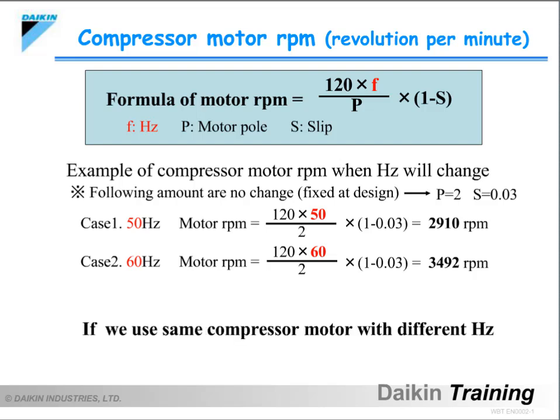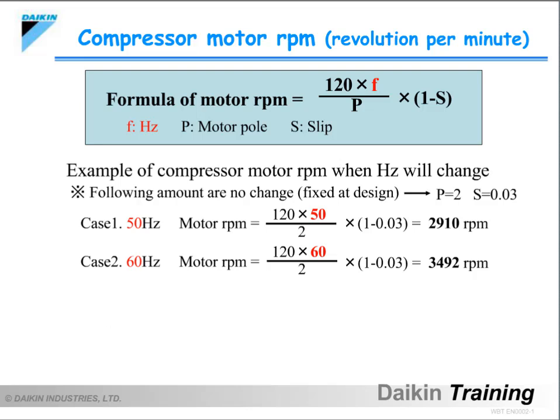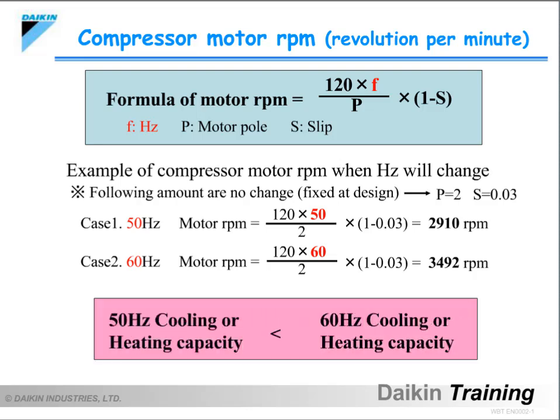In terms of air conditioners, the capacity changes as the compressor motor RPM changes. As explained, the higher number of revolutions results in the higher capacity, so if the same compressor is used, the capacity becomes higher when operated at 60 Hz than when operated at 50 Hz.